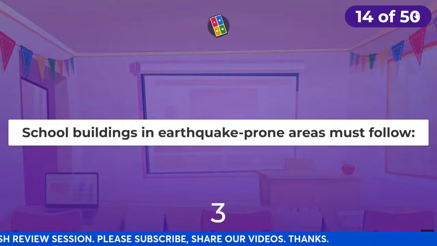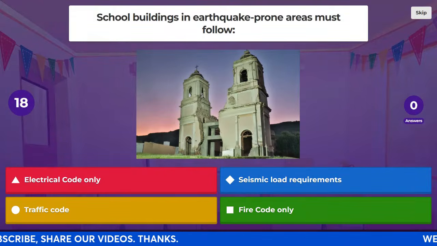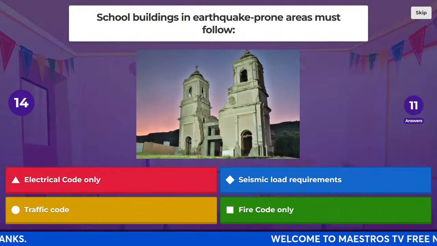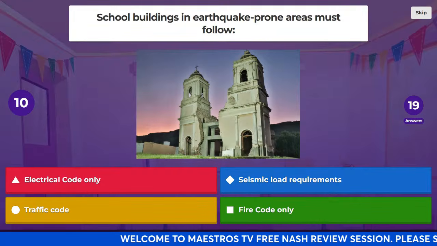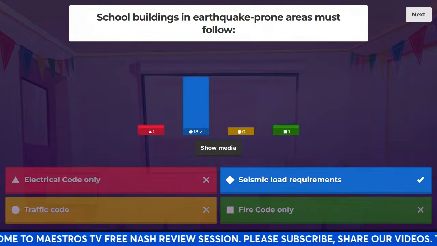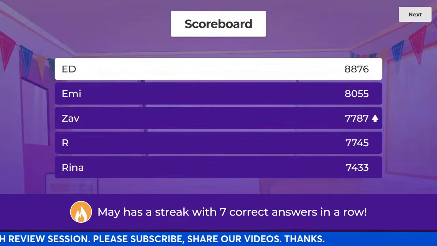No names are included. School buildings in earthquake prone areas must follow electrical code, traffic code, seismic load, or fire code. Seismic load. Ed, Emmy, Zav, R, and Rina.